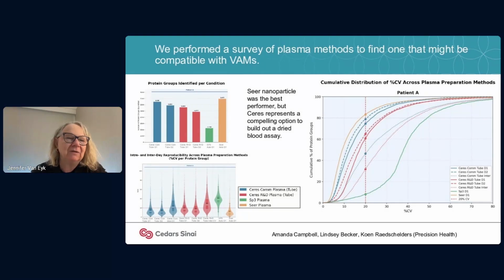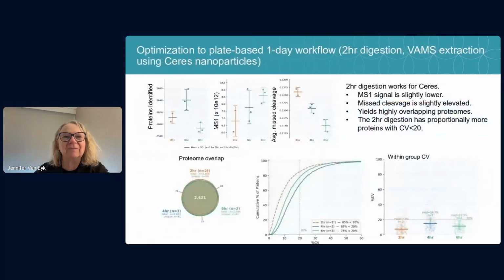But you can see that the Ceres set also does quite well. At 20%, you can get between 60 and 80% of the proteins having a coefficient of variance under 20%. Of course, you want it to be down at 10%, but there is a reality check. But that was what we did to get to that.